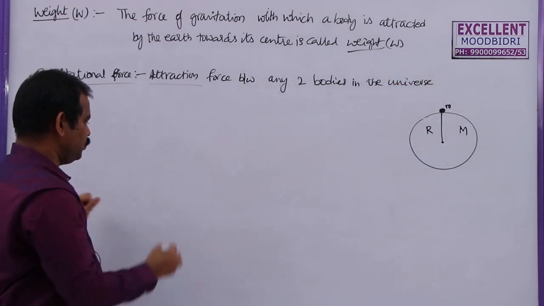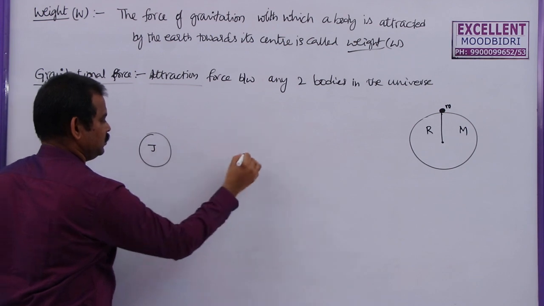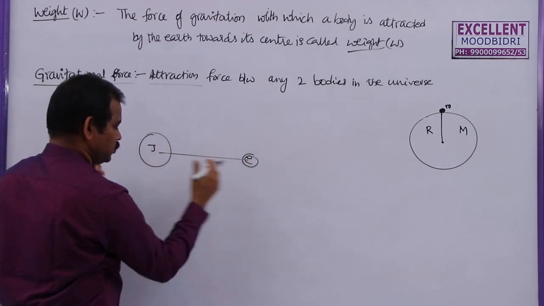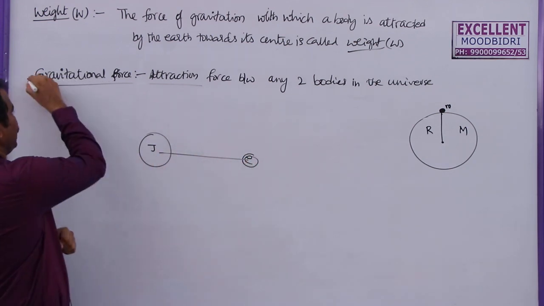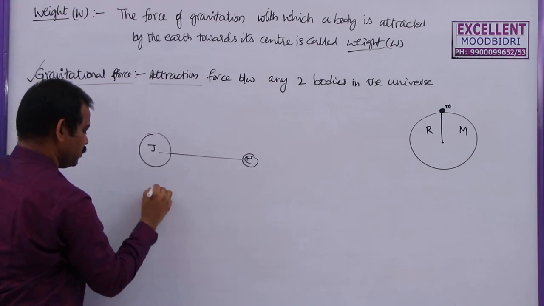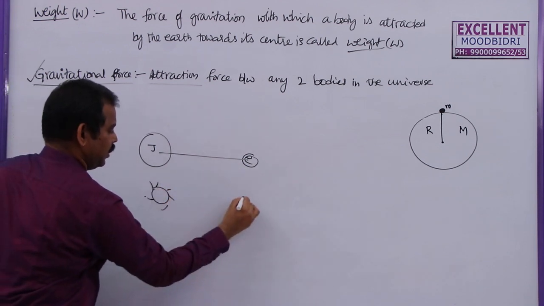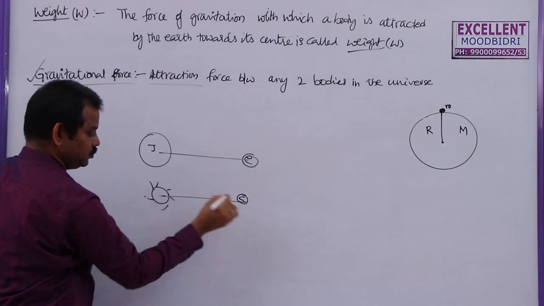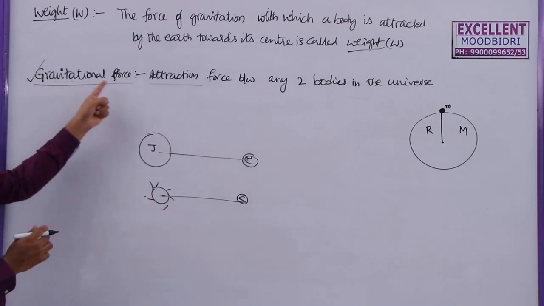Now if you take Jupiter here, so this is Jupiter and this is our Earth. These two attract each other. This force is called gravitational force. Similarly, if you take the Sun and Saturn, these two planets attract each other. This is also a gravitational force.